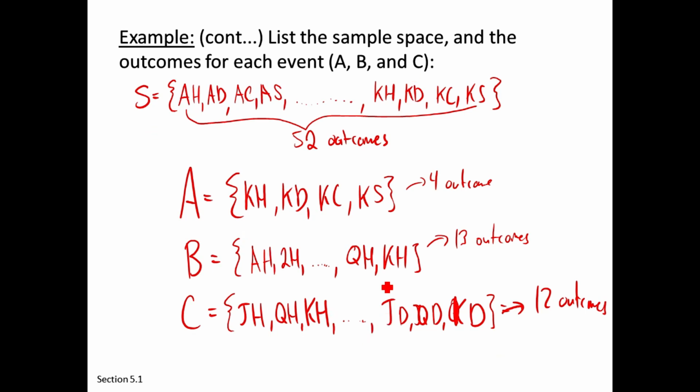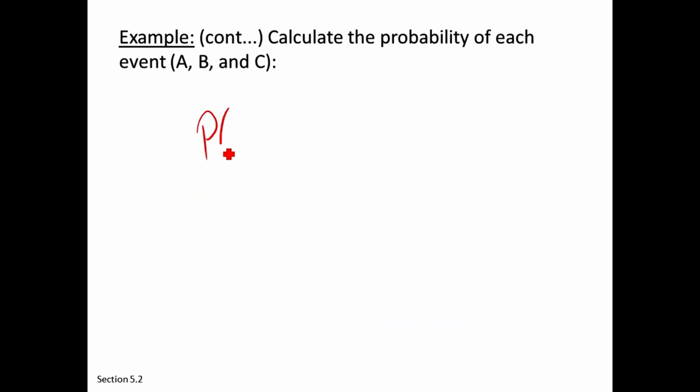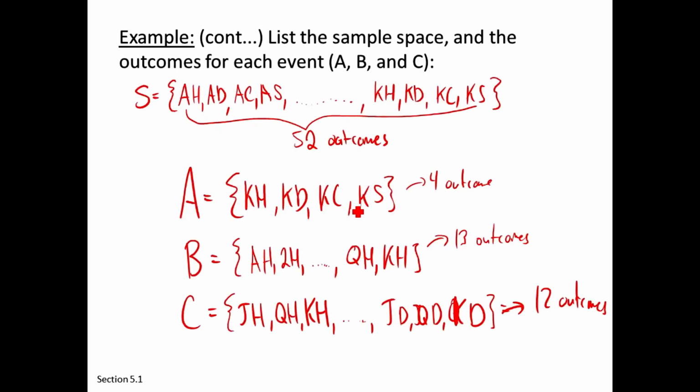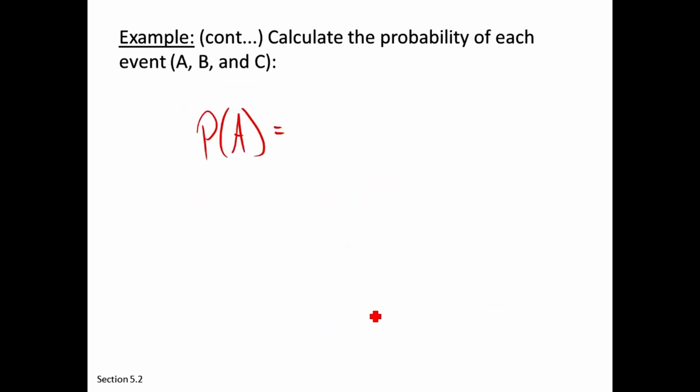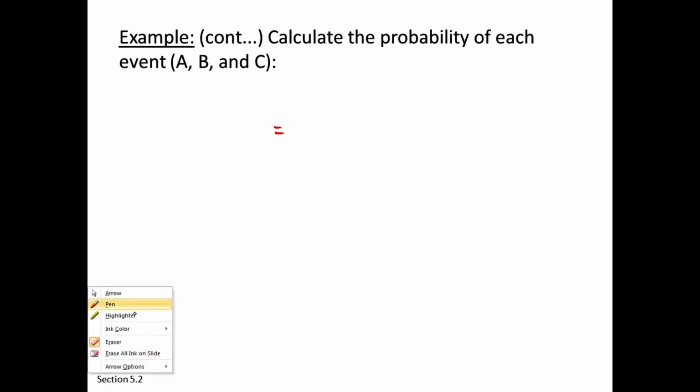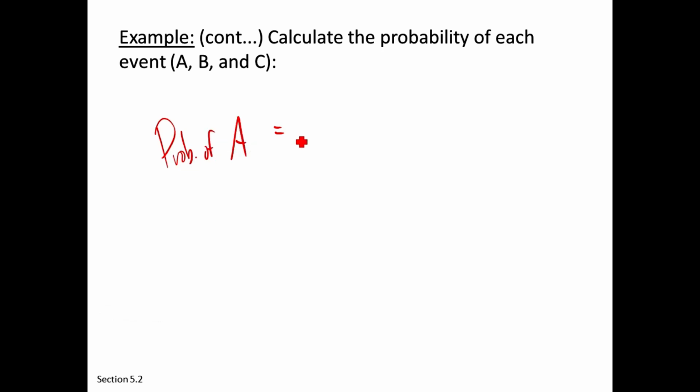So what would be the probability of each of these events? What would be the probability of A? I just realized I used some notation that I haven't introduced yet, but we'll get there in a second. The probability of A would be 4 ways to do it out of 52, which reduces to 1 in 13.